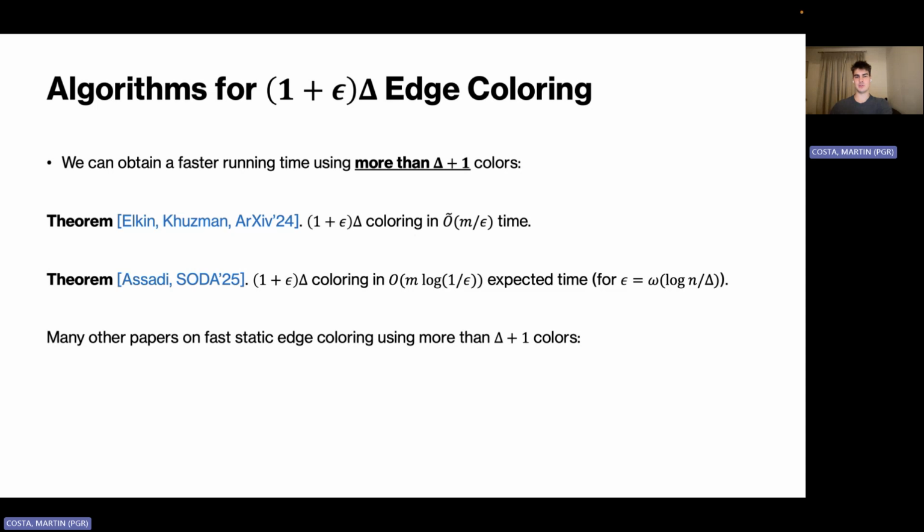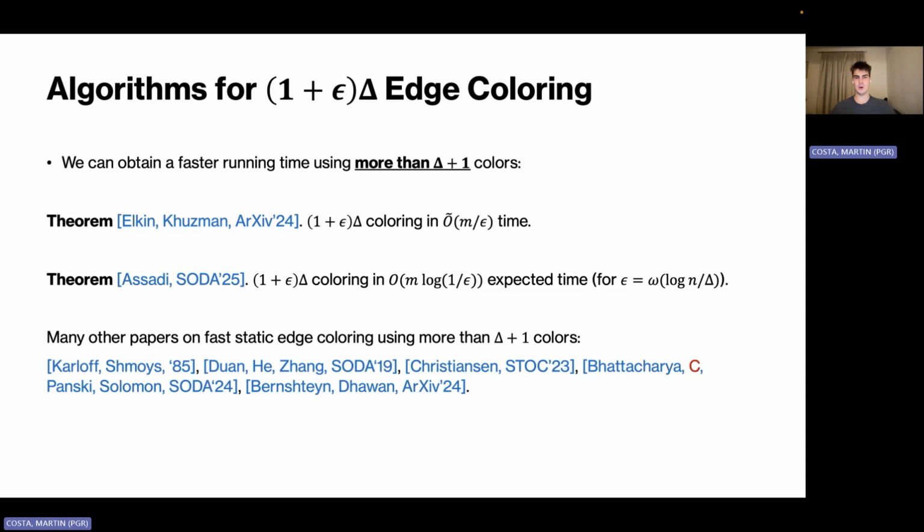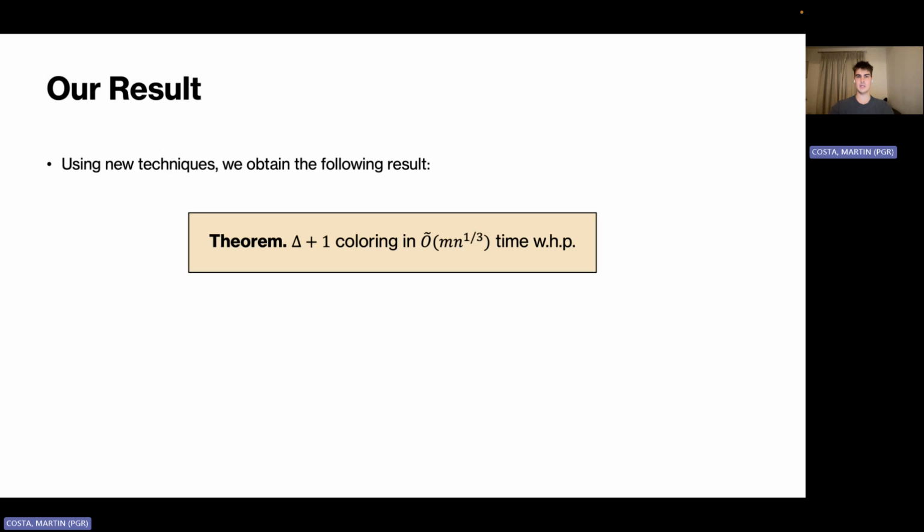There are many other papers on static edge coloring as well, and this problem has been explored extensively in the approximation algorithm context. So what if we really do want a Δ+1 edge coloring of a graph though, and we don't want to use any extra colors apart from this extra one that we need? We were able to actually improve the running time of Δ+1 edge coloring using some new techniques.